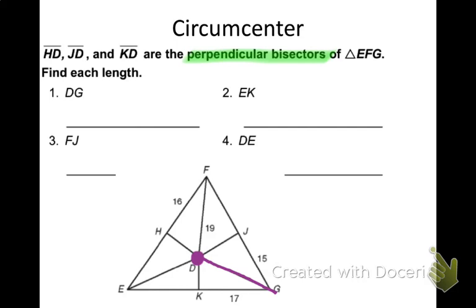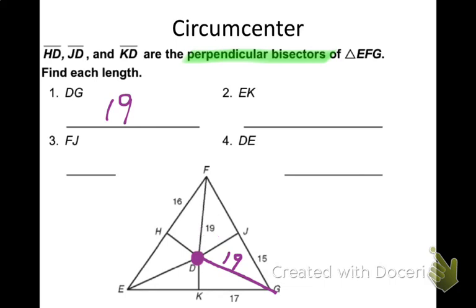Does anybody think they know the length? Trev? It would be 19. Why? Because the length from F to D is 19. So this one has to have a length of 19 as well, because it's the same distance to those vertices. So again, same distance to the vertices. Okay? So yeah, DG is 19.